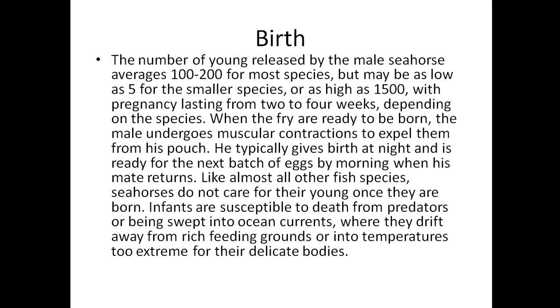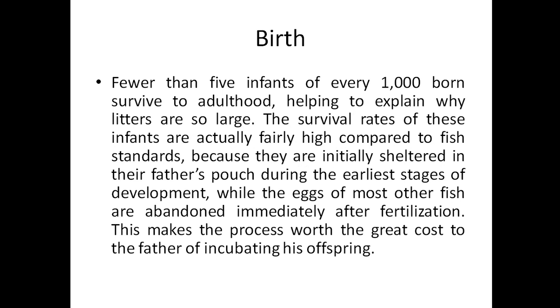Like almost all other fish species, seahorses do not care for their young ones once they are born. Many of them die because of predators, or may be swept away by ocean currents, or drifted away from rich feeding grounds into other regions with extreme weather conditions. So few of them survive. It is estimated that fewer than 5 infants for every 1000 births survive to adulthood. So if one gives birth to 1000 young ones, probably 5 may live up to adulthood.